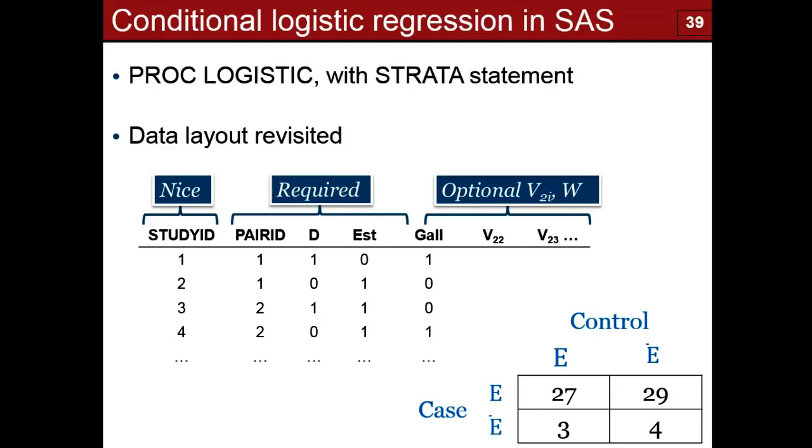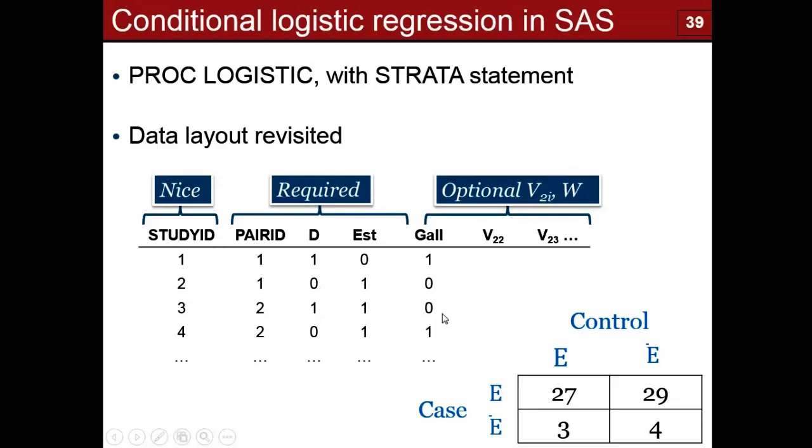It is stratifying the data and making many, many small likelihoods out of it. In a sense, it's conditioning on which match set you're in. And so the strata statement is going to tell SAS, what am I stratifying on? And the answer, in our case, is pair ID. You're telling it to stratify on pair ID.